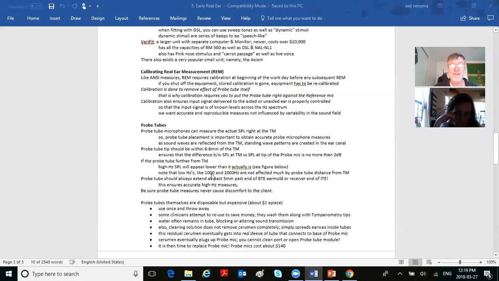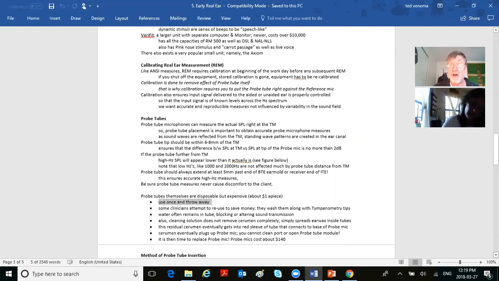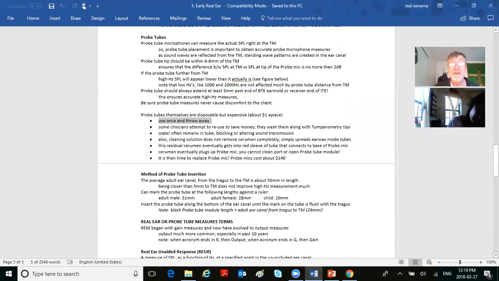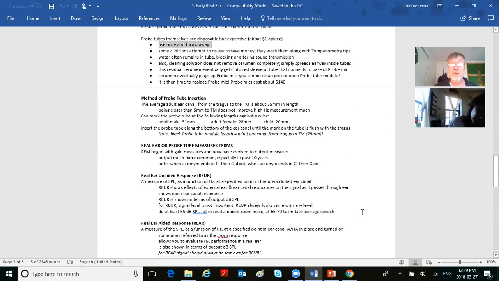Yeah, and the probe mic assembly, the thing that hangs around, that's the weak link in your chain. It really is. And if you've plugged up the probe mic because of wax, because of reusing tubing, you've got to throw away that whole unit and buy a new one. And that gets expensive. That's several hundred dollars. So here it says, use once and throw them away. They do cost about $1 a piece. They are expensive.